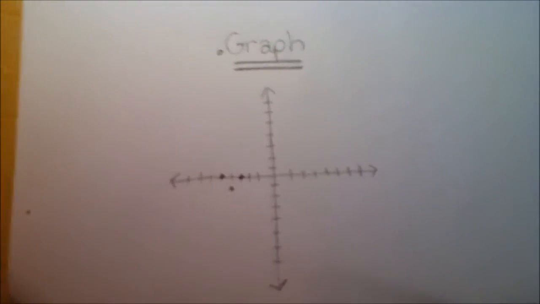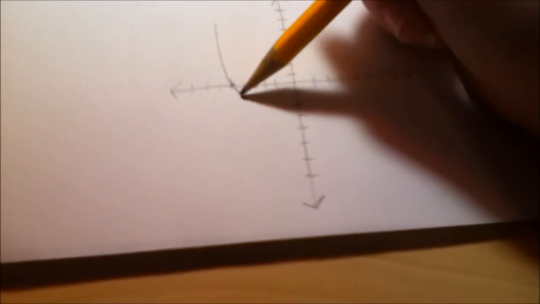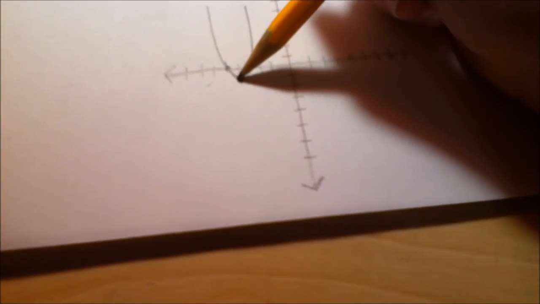So now that we found the minimum of the graph, we now can figure out how to graph the entire parabola. So it will look something like this. And that's how you graph a quadratic function.